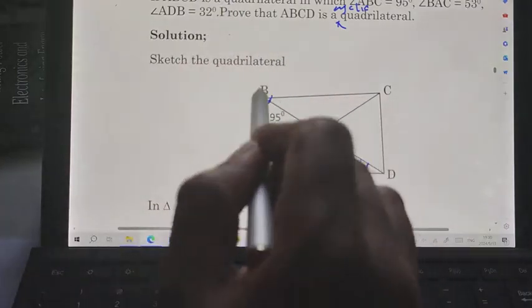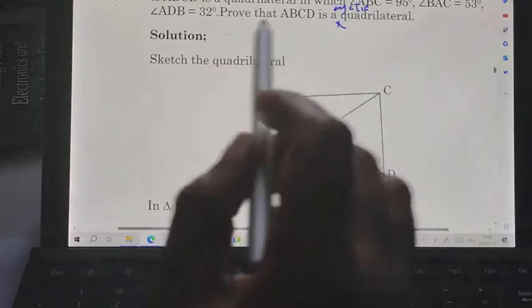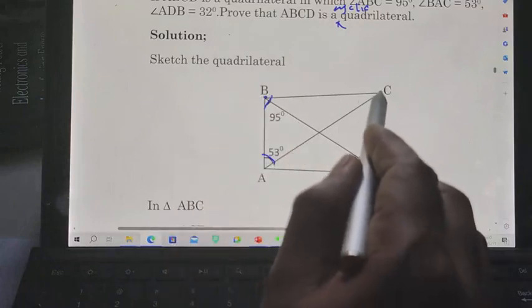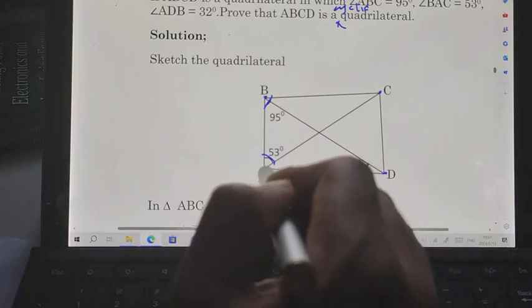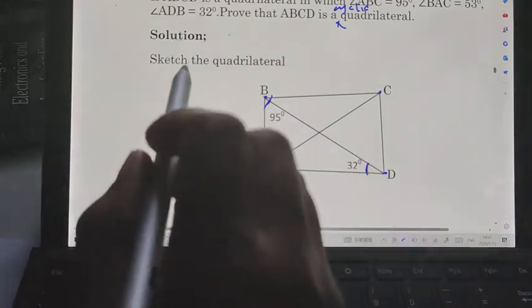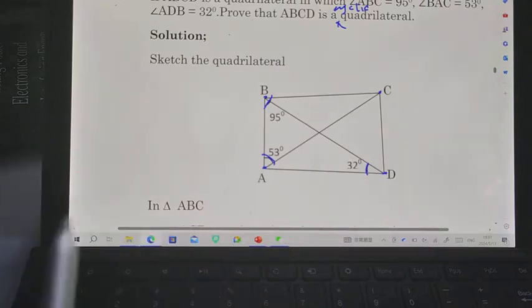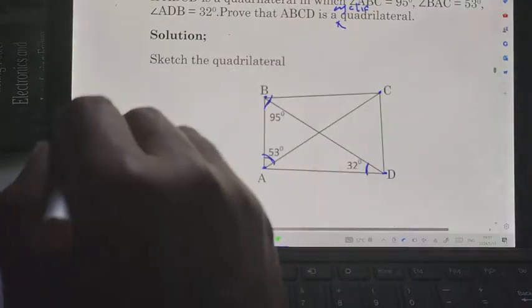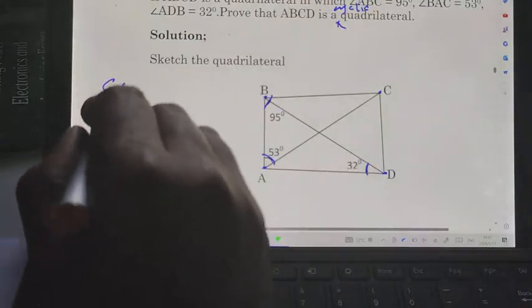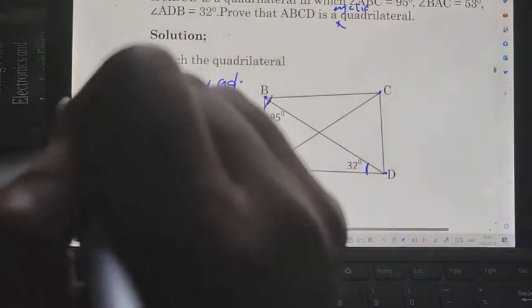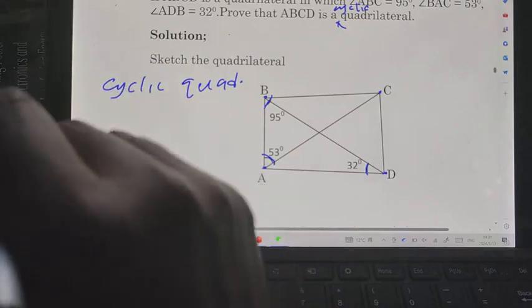The question is to prove that ABCD should be a cyclic quadrilateral. In other words, we need to show that point B, point C, point D, and point A, all those points are lying on a circumference. By getting this information, we want to show that this is a cyclic quadrilateral. So you have to understand what a cyclic quadrilateral is, with its points lying on a circumference.